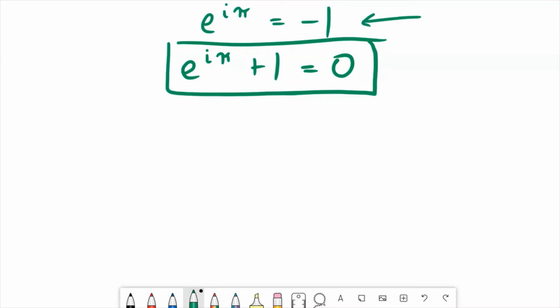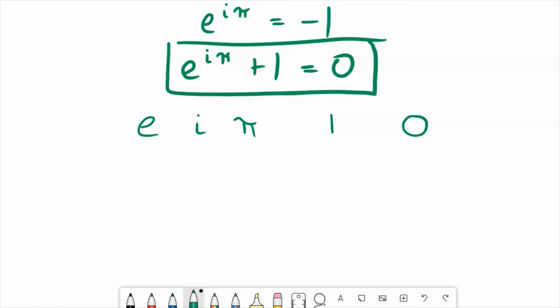And I guess this equation is very interesting in its own, being that we relate e to the i pi to be this, the -1, and when you add 1 to it, it becomes 0. And you have now 5 parts. You have e, you have i, you have pi, you have 1, and you have 0.